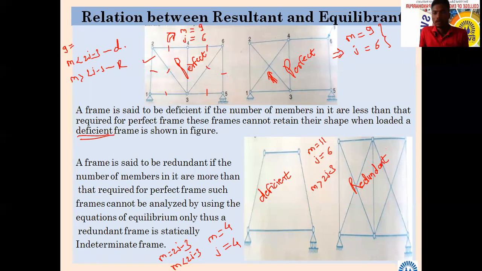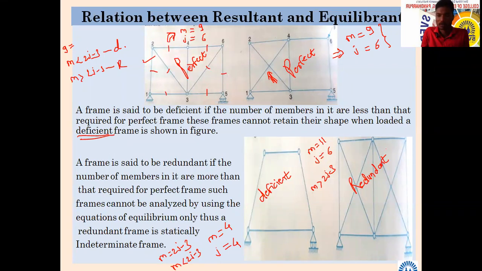So how many types of frames are there? 3. Which are they? Perfect, deficient, and redundant. To whom should we call a perfect frame? On which basis, or what is the equation on which we are deciding the type of frame?